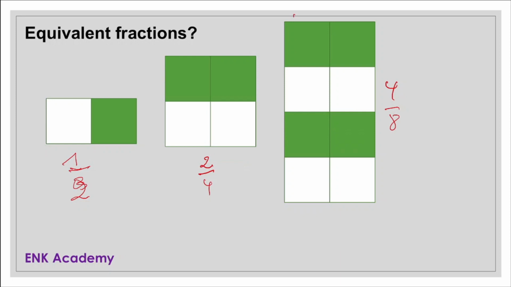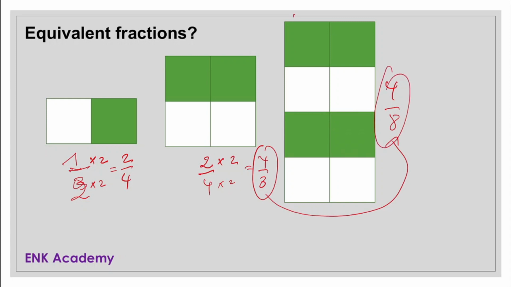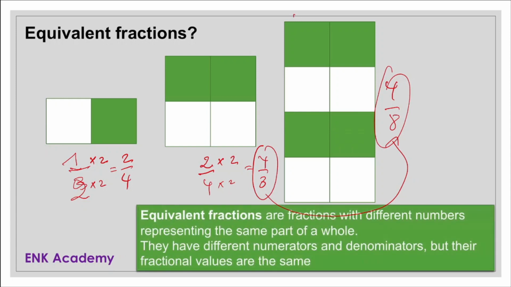We can actually multiply the numerator and the denominator by the same number without changing the value of the fraction. We can also do it here, 2 by 2, and then we have 4 over 8. That means those fractions have the same value, and that is why they are equivalent. So equivalent fractions are fractions with different numbers representing the same part of a whole. They have different numerators and denominators, but their fractional values are the same.